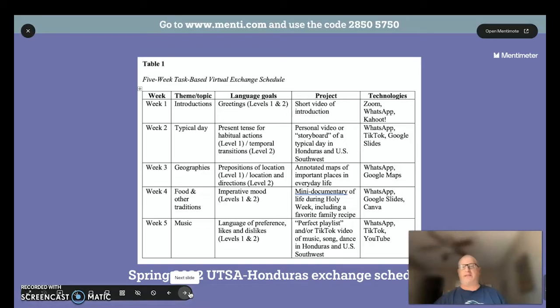But I think the pedagogical philosophy was task-based. Ideally, and it didn't work perfectly, but each week students were meant to create a video, meant to create a map, meant to create a short documentary in whatever form they chose of life during Holy Week, and to create a playlist of songs. So there were products that they were meant to create.